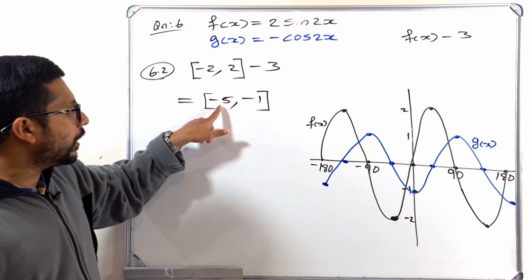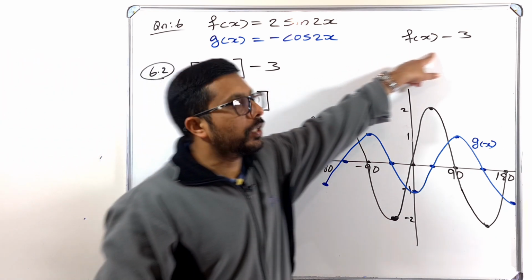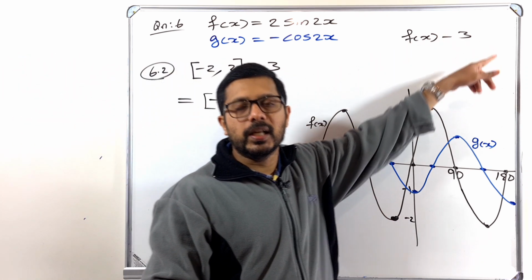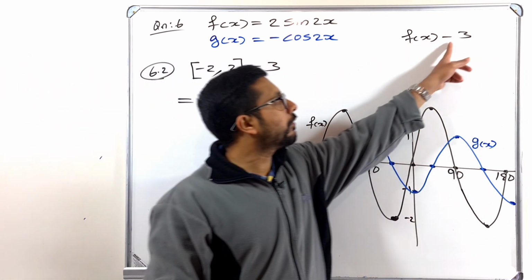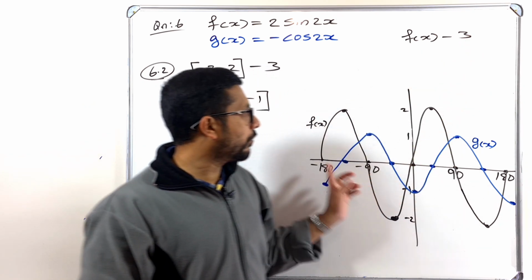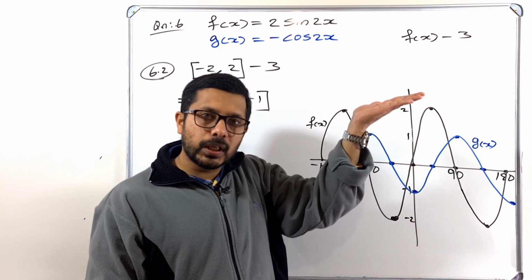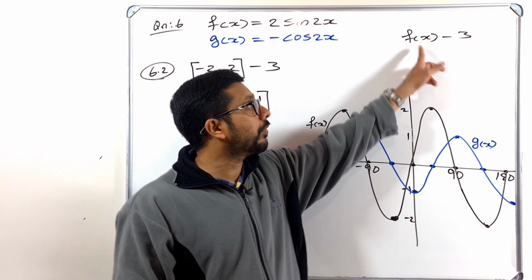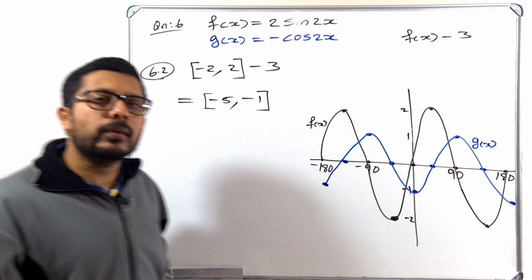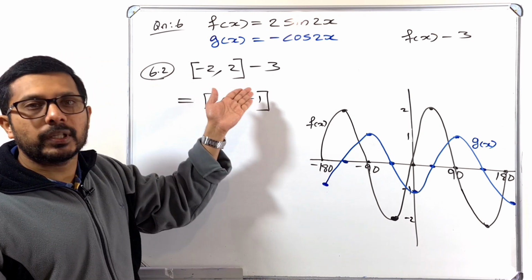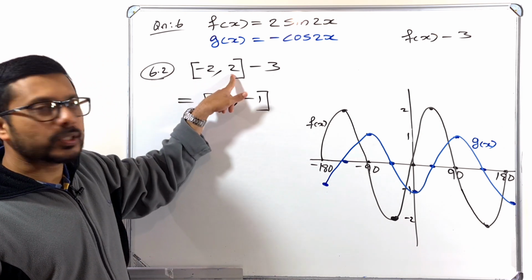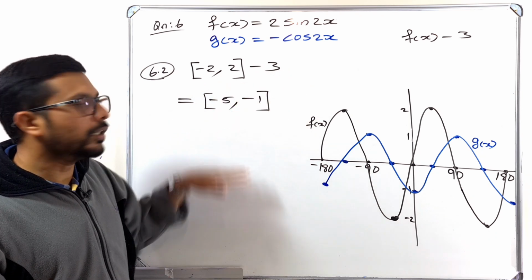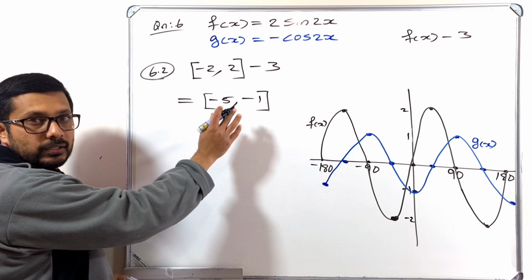So this is the minimum value of f of x minus 3 and this is the maximum value of f of x minus 3. What is the meaning of f of x minus 3? This black f of x graph is shifted 3 units downwards. Do you understand? That's the meaning of f of x minus 3. So to find the maximum and minimum, this is an easy method. You just write the minimum and maximum of f of x, then subtract 3. Don't leave it like this, you won't get the mark.